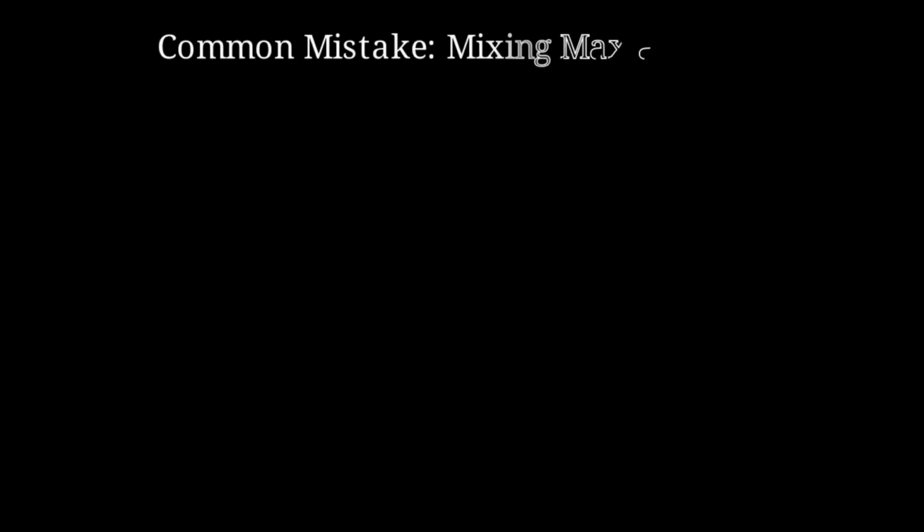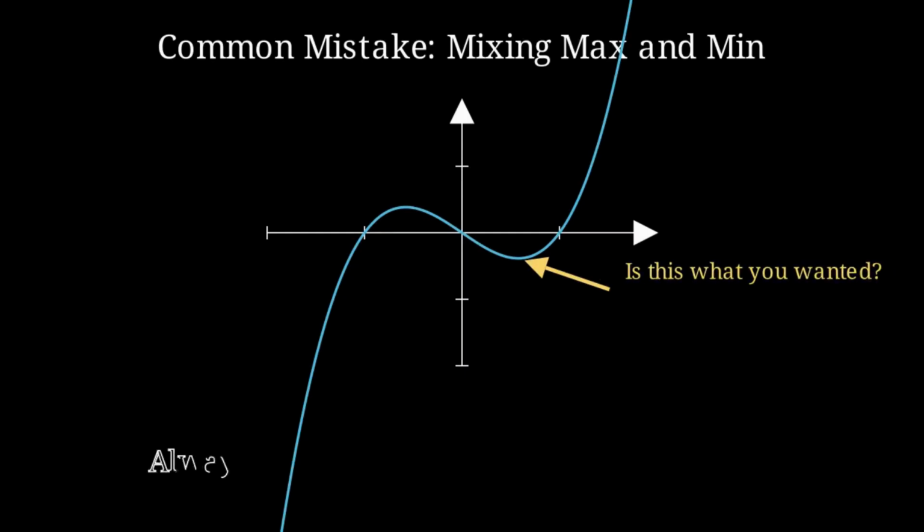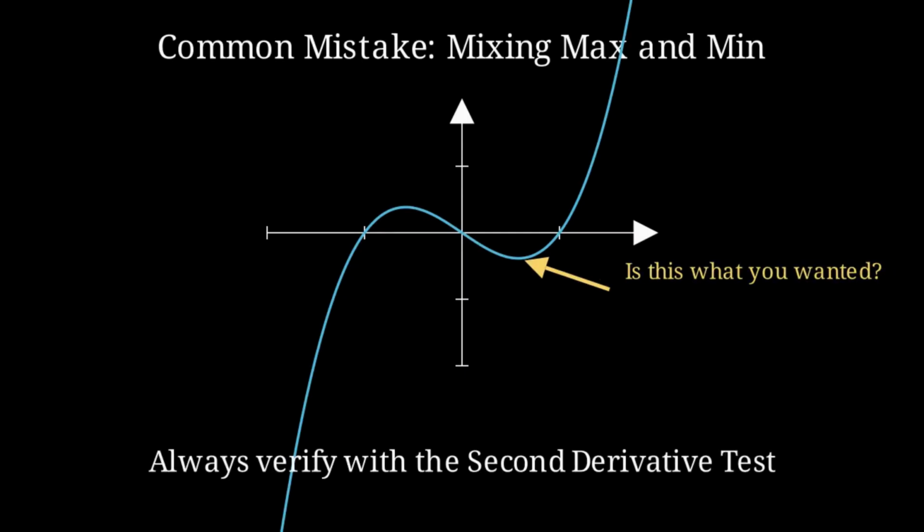Just because a derivative is 0 doesn't mean you've found a maximum, it could be a minimum. Always use a sign chart or the second derivative test to confirm that your result actually matches the goal of your problem, maximizing versus minimizing.